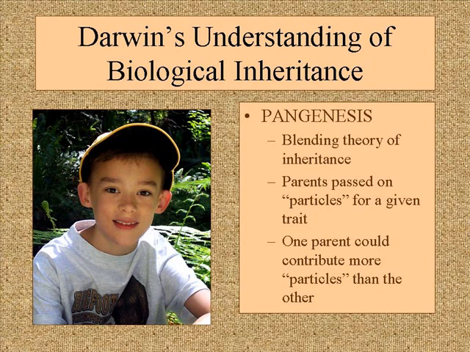For example, if you look at my son, he has my nose. There's no doubt about it. And so under the theory of pangenesis, they would have said that I had given him more particles for the shape of the nose than his mother did. And his lips are his mother's. There's no doubt about that. And so under pangenesis, they would have said that his mother had given him more particles for the shape of the lips than I did.